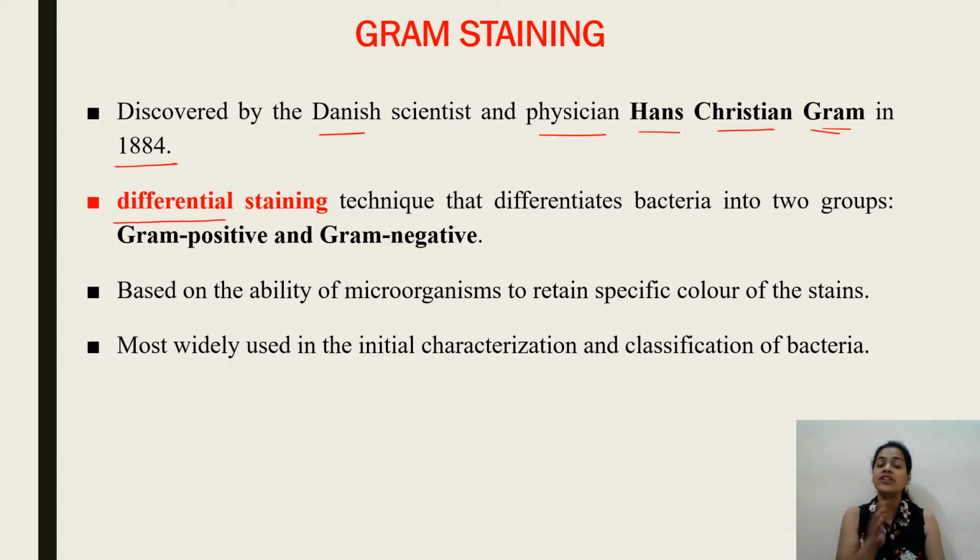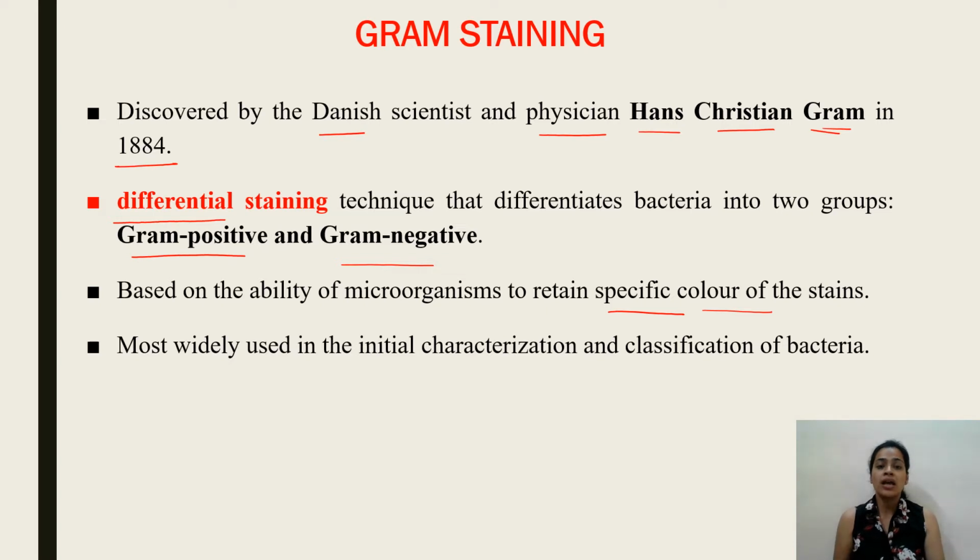Now, what do you mean by differential staining technique? The technique which is going to differentiate between two categories of the organism. So here this staining technique will discriminate between the two groups of bacteria, and one will be known as the gram positive bacteria and the other one is the gram negative bacteria. This difference is on the basis of the ability of the bacteria to retain the specific color of the stain that we will be using in the gram stain.